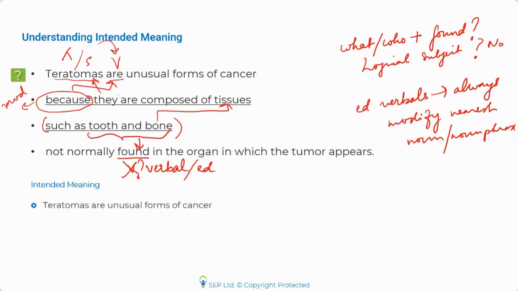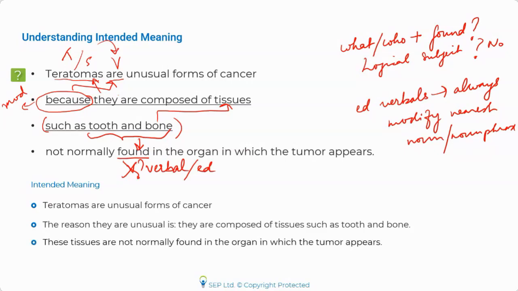So the intended meaning, again, the intended meaning is like a 99% probability. That 1% could be a difference, which you will discover when you move to the answer choice elimination stage. Notice how I am taking out the intended meaning in small segments. Teratomas are unusual forms of cancer. The reason they are unusual is they are composed of tissues such as tooth and bone. So tooth and bone is an example of the tissues. These tissues are not normally found in the organ in which the tumor appears. That's step 1 of GMAT Whiz methodology for SC.